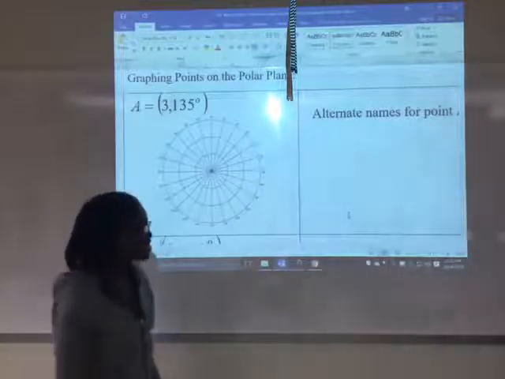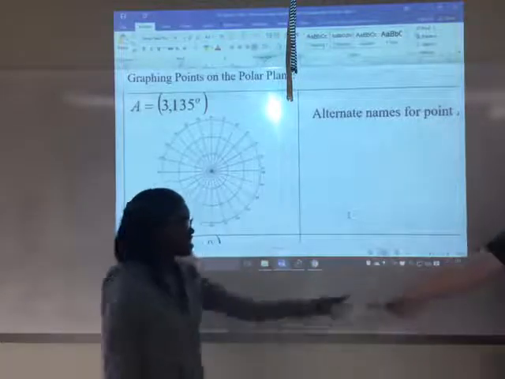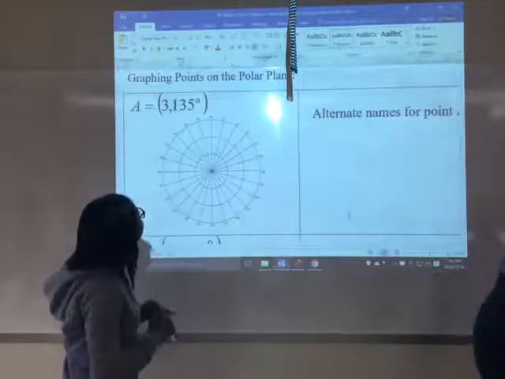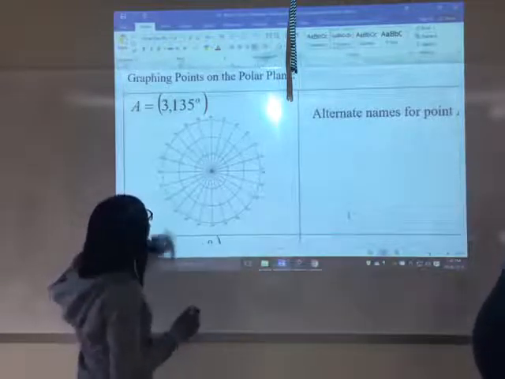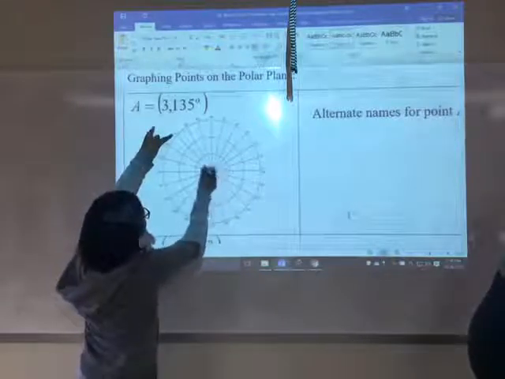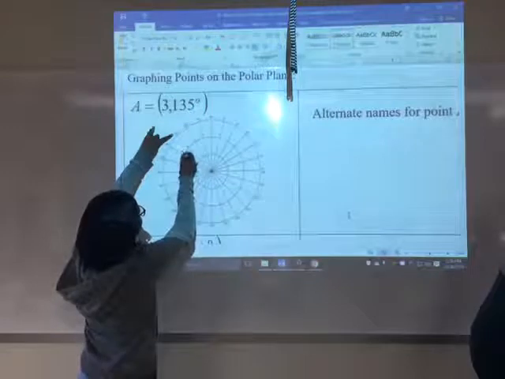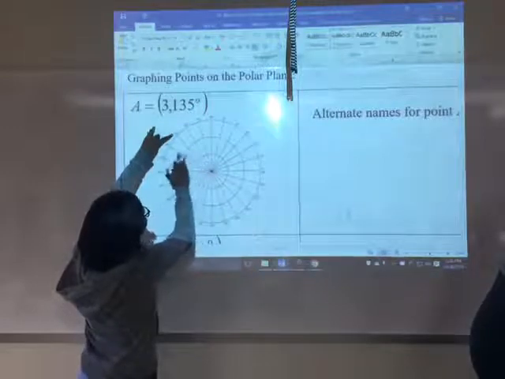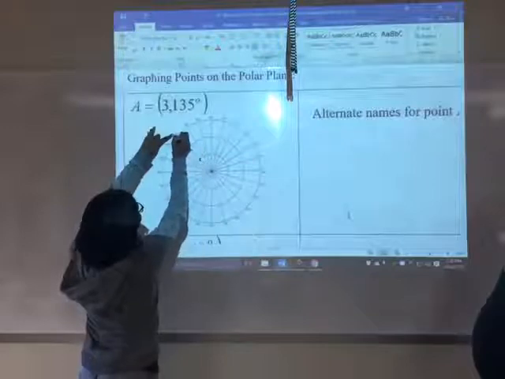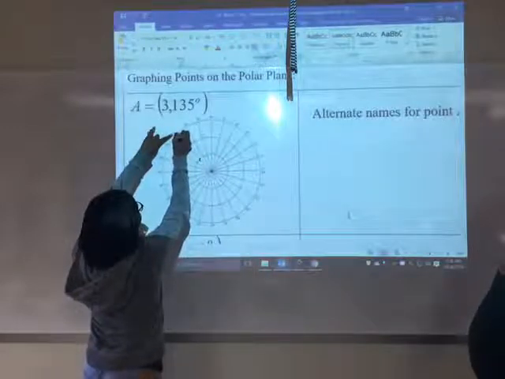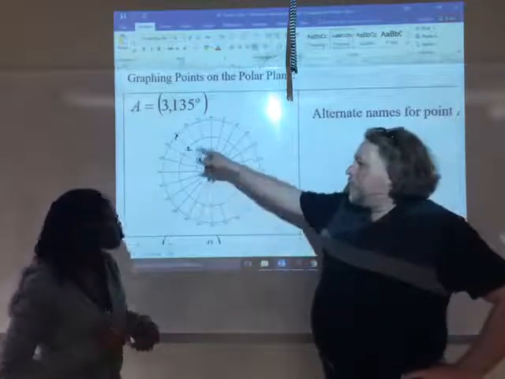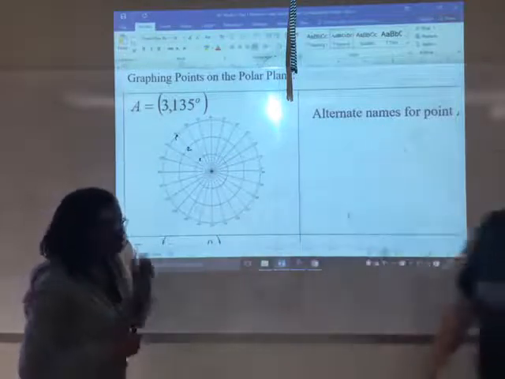Marker. I'm sure we can find you a marker. There you go. Cool. So 3, 135 degrees. So 135 degrees is here. We start here and go out. This is 1. This is 2. That is on the wrong line. Oh, that's okay. You can go out on that one. 1. This is 2. This is 3. So your point is right here. 3, 135 degrees. So there's our point, 3, 135. Let's try a couple more.